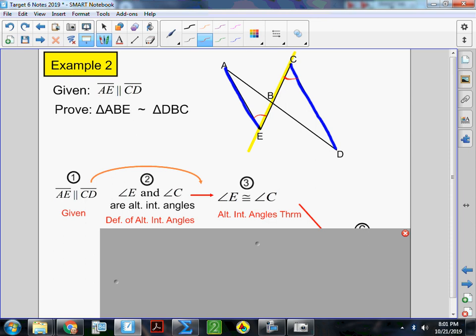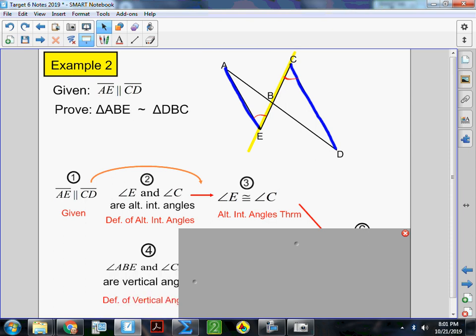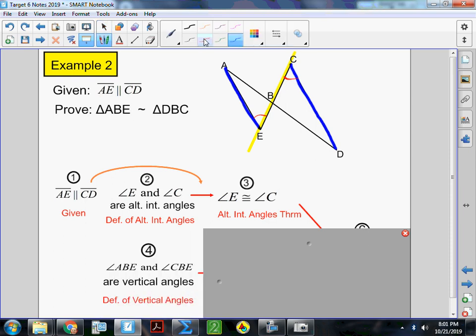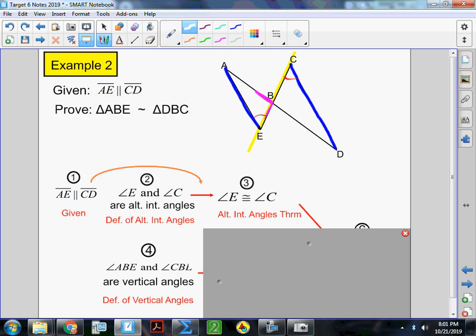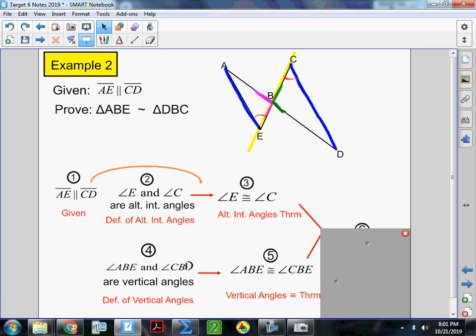Then I have to show vertical angles. So I identify my vertical angles, ABE, that's this angle, and CBD. Those are vertical angles, definition of vertical angles. If I have vertical angles, then I have congruent angles. So ABE and CBD.